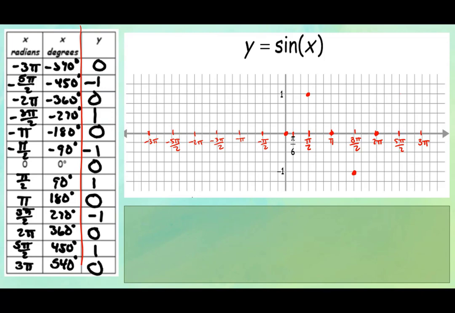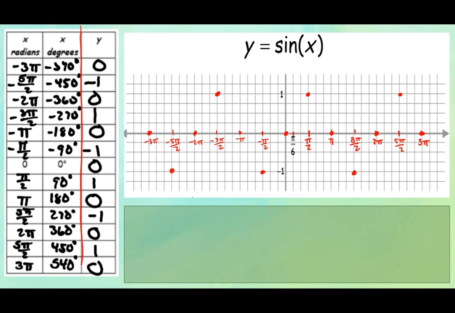At 5 pi over 2, we are back up at 1, and at 3 pi, we're back down to 0. And we can actually continue to plot these points here. I think you guys see a pattern. Just make sure I don't mess up the pattern.